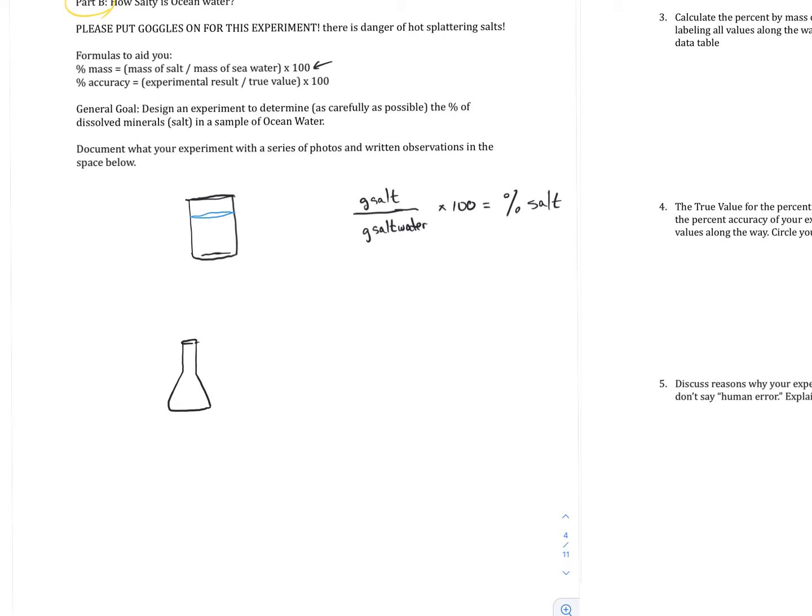So let's say you had an Erlenmeyer flask. It looks like this. Let's say that flask weighed 50 grams. I'm going to keep our numbers nice and simple. Then let's say we put 10 grams of salt water in there. Then we took that flask that had its 10 grams of salt water, placed it on a hot plate, turned up the dial, and evaporated off the water.